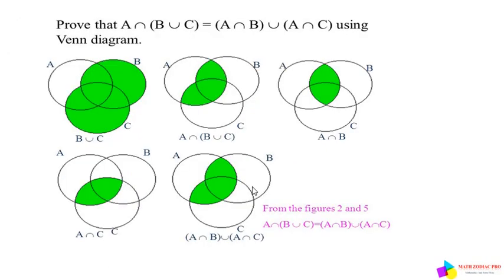Okay, next we have to prove that A intersection (B union C) equal to (A intersection B) union (A intersection C) using the Venn diagram. Okay, so how to draw this one, first we want to show B union C. So here we have the three sets A, B and C. So we want to draw here the three circles A, B and C. So first one is A intersection B union C. So this one B union C first we want to draw.